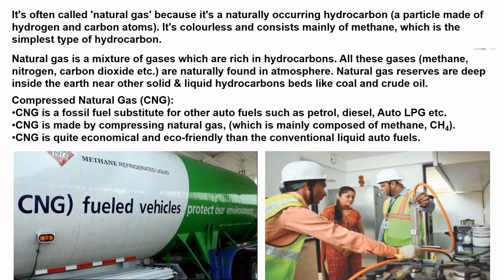An example of natural gas is compressed natural gas, that is CNG. CNG is a fossil fuel substitute for other auto fuels such as petrol, diesel, auto LPG, etc. CNG is made by compressing natural gas, which is mainly composed of methane or CH4. CNG is quite economical and more eco-friendly than the conventional liquid auto fuels.